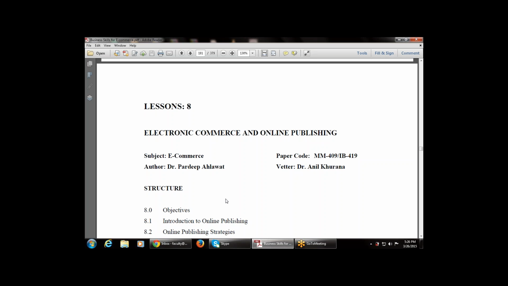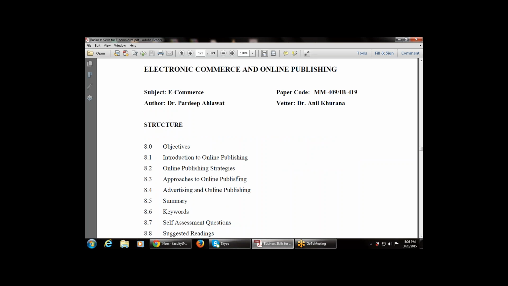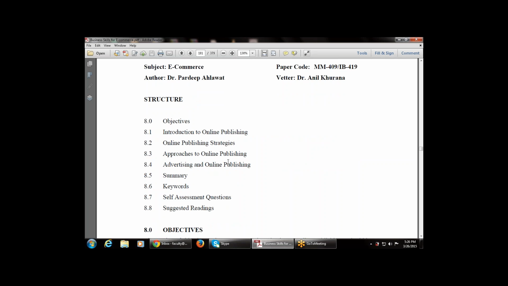So let's start chapter number 8, that is e-commerce and online publishing. What is the relationship between e-commerce and online publishing? Publishing means any uploading over the internet that is done online, that is online publishing. So these are the various topics in this chapter. First one is introduction, objective.